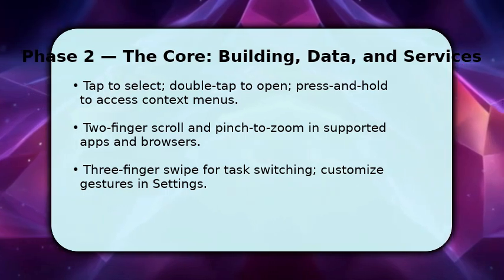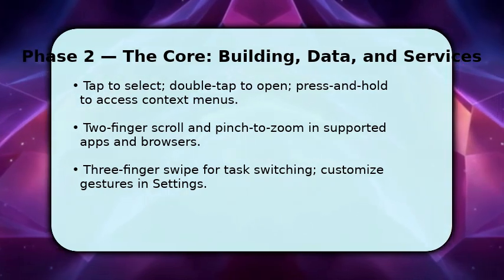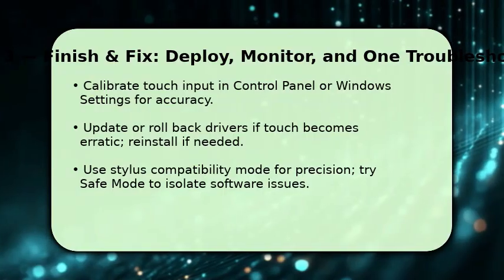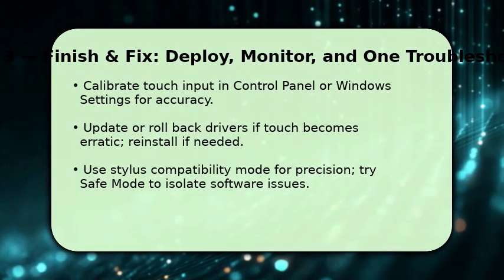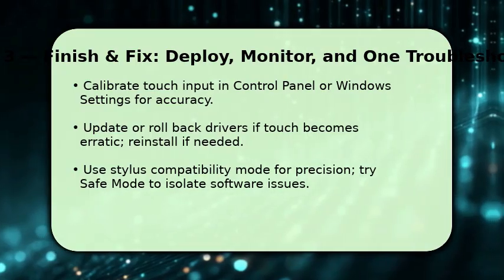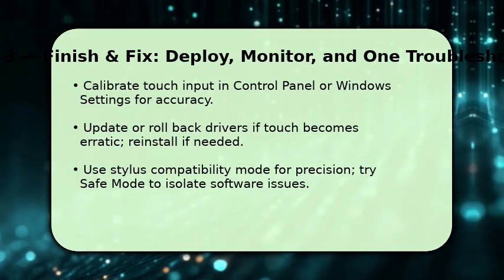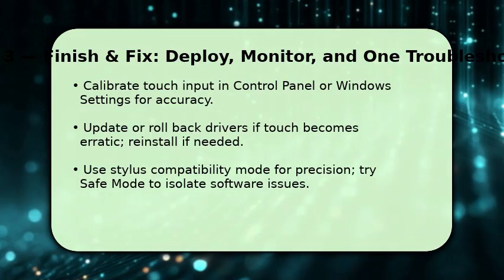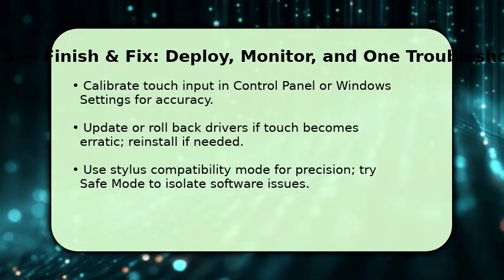To finish setup and handle problems, calibrate touch if taps land off target, using control panel or settings calibration tools. Keep drivers updated, and if touch acts erratically, roll back or reinstall the HID touch driver. A restart often resolves transient glitches.